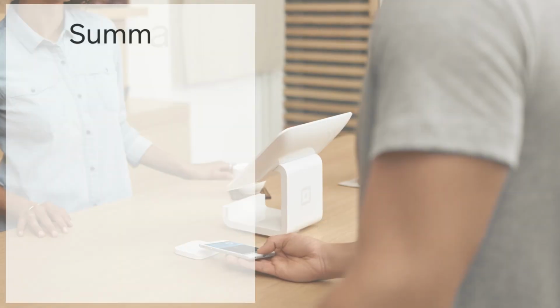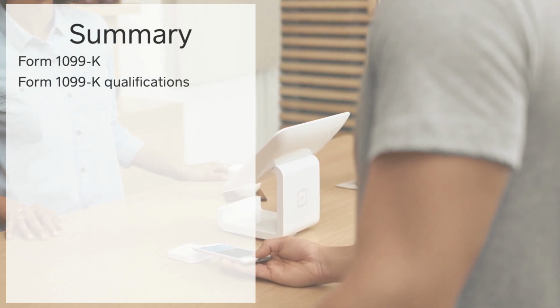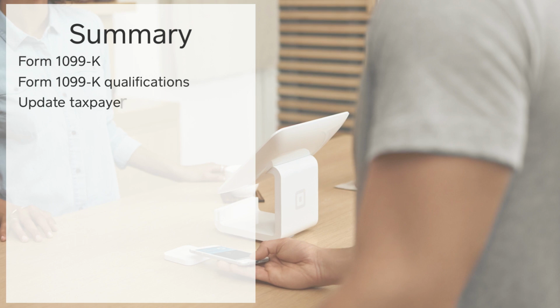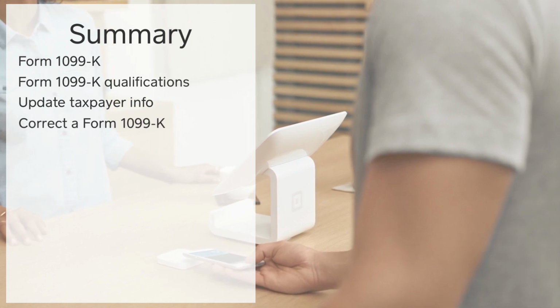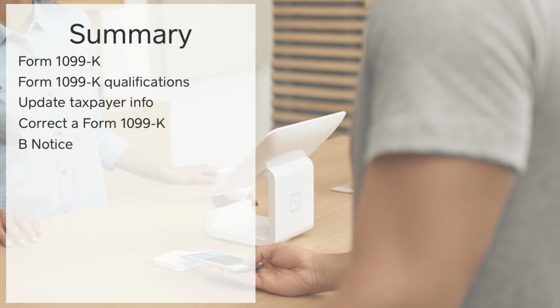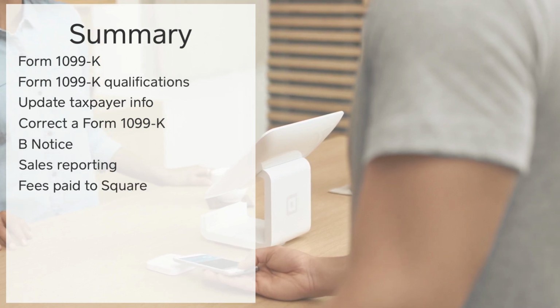You now know all about the tools, reporting, and forms offered by Square to help prepare you for tax season. You've learned about Form 1099-Ks, what they are, what they include, and how they're calculated, but you also learned about adding or updating your taxpayer information, B notices, and what to do if you're not receiving a 1099-K this year.